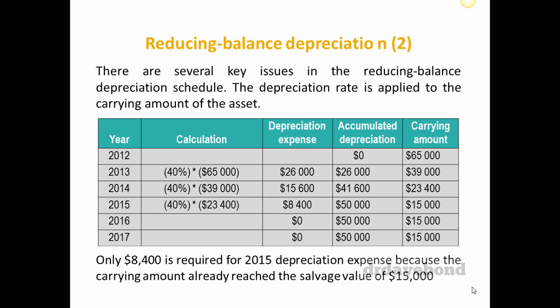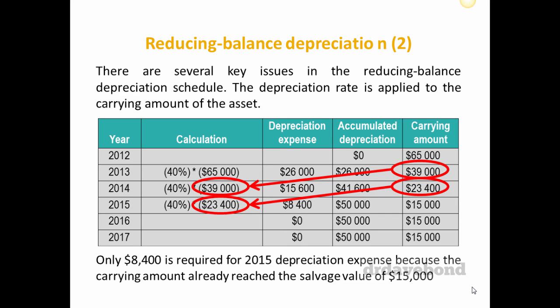Carrying amount at the start of the year was 65, 40% of that gives you 26. Accumulated depreciation 26 gives you 65 minus 26, which gives you 39. That 39 is what you use for the next year, and then it's 40% of 39. That gives you 15,000 odd, 41 as accumulated, and 23 as the carrying amount. You do it until you get $50,000 total, and that's it, then you've fully depreciated.